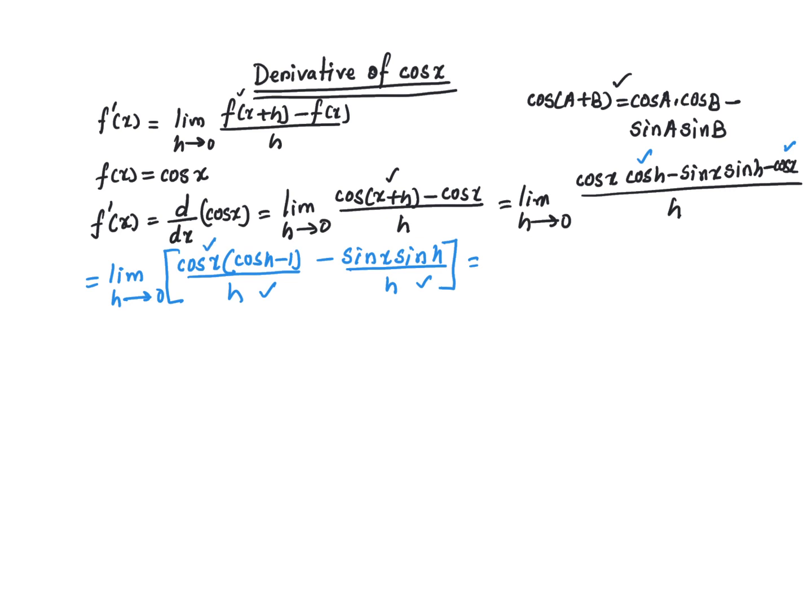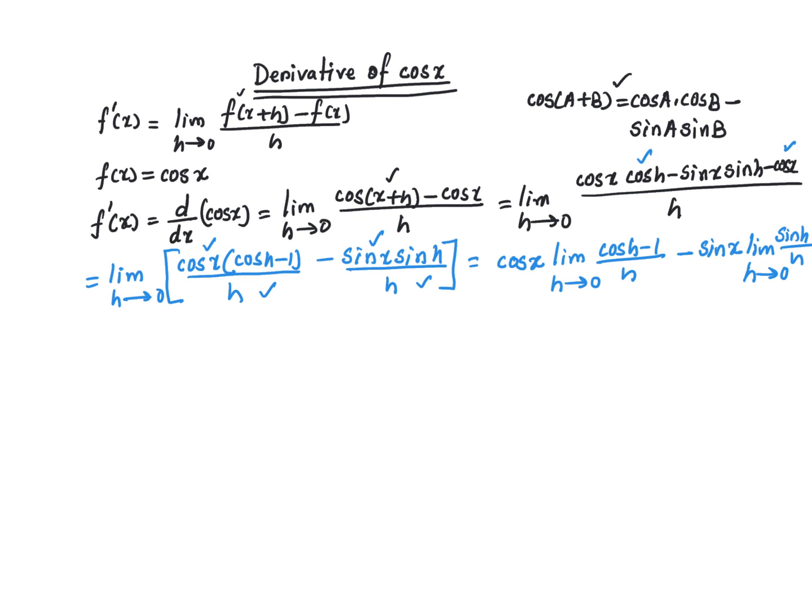However, it has a cosine of x which does not depend on h, so it can be treated as a constant. So cosine of x, I take it outside. Then limit as h approaches 0 of cosine of h minus 1 divided by h, minus, again, sine of x is just sitting there. It's not dependent on h. Sine of x times the limit as h approaches 0 of sine of h over h.